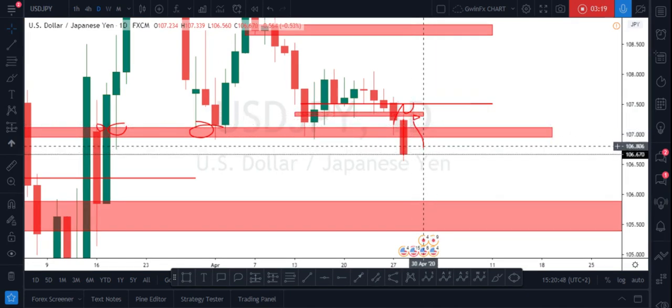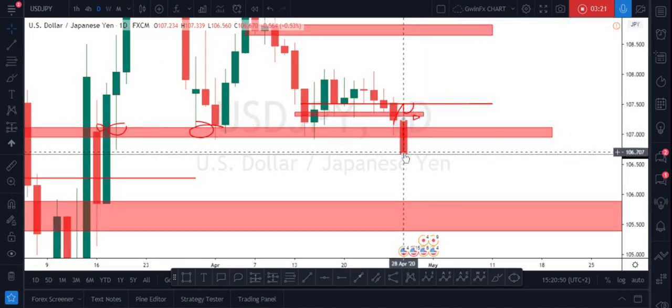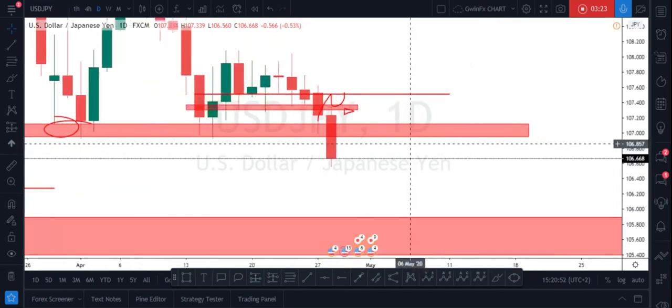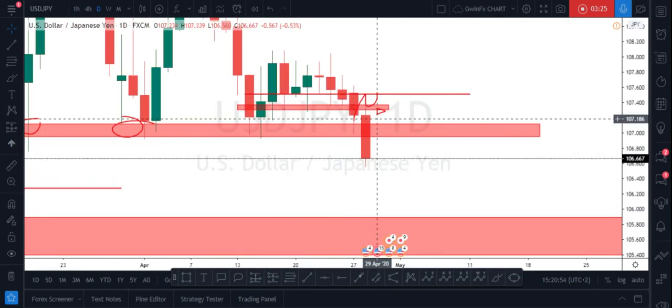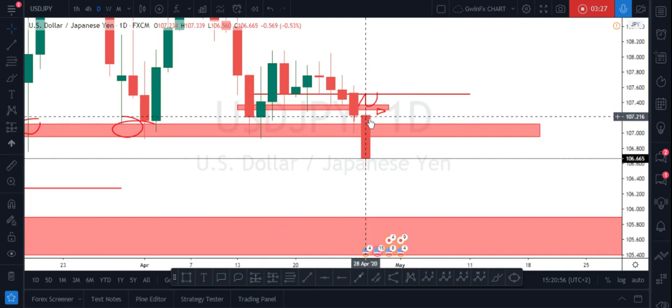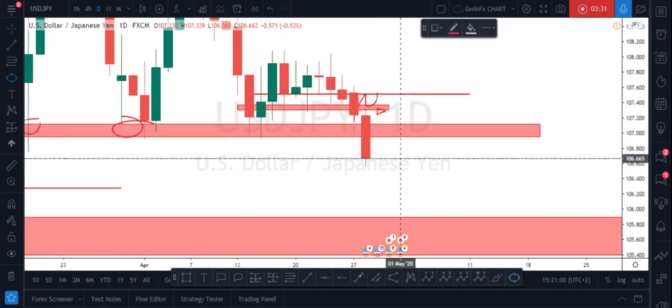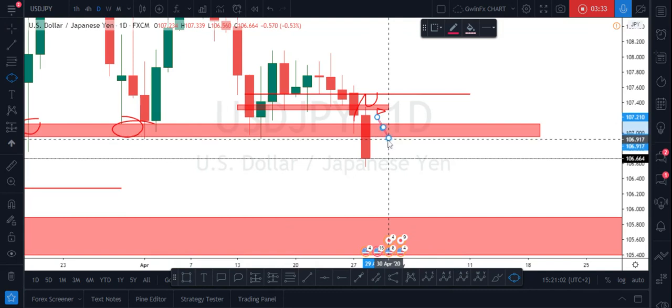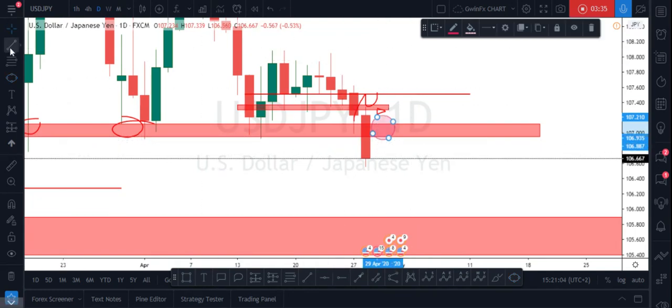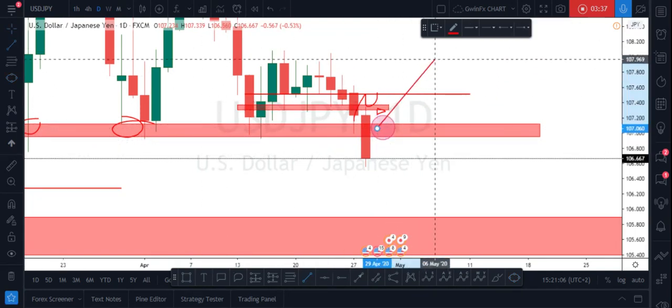But if at the end of the day we have price making its way back into this zone and closing inside of this zone, we're looking for a reaction of this area for a buy. For now we cannot make any clear decision. Like I always say to my students, trading is reactive and not predictive.